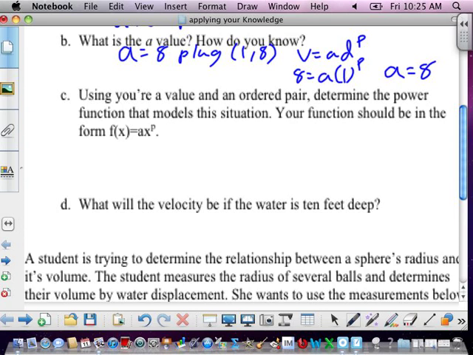All right. Using your A value in an ordered pair, we're going to determine what the power is. So we've got what A is. So let's think again. We've got this function right here: the velocity equals A times d to the p. So I'm now going to write the velocity equals 8 times d to the p. But I had another number. What was my other point? I had d equals 1 foot and 8 feet per second, and I had d equals 1/4 foot, and velocity equals 4 feet per second. So I'm just going to plug these in.